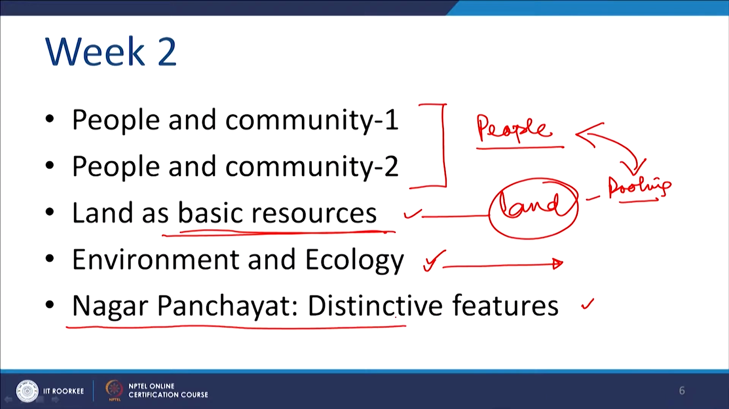Then we discussed Nagar Panchayat, the distinctive feature. Nagar Panchayats are basically smaller urban local bodies which have not yet received the status of a municipality, but still are urban local bodies under the act. The distinctive feature of Nagar Panchayat is that since it is very small, it does not have the capacity to deliver urban services. So, they need to be equipped either with more manpower or with a different set of urban services benchmarks which they can perform. Those kinds of issues are related to Nagar Panchayat.